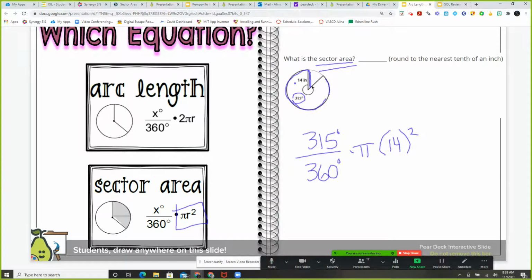Oh, I definitely did not do that right. What'd you get? It's a pretty big number. Would it be 539 instead of 38? It would. So 538.5 is going to round to 539. Absolutely.